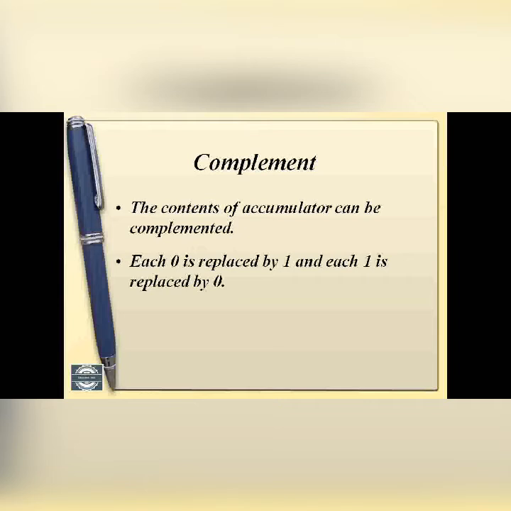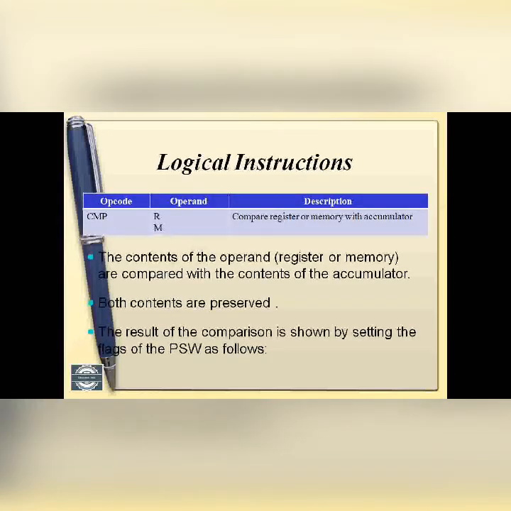Now let's start the discussion of the codes one by one. First one for comparison purpose is CMP. By the name you can get, CMP means compare register or memory with the accumulator. Here whatever the register or memory location's value is, that operand will be compared with the content of the accumulator, and the result of the comparison will be shown by the status flags of PSW.